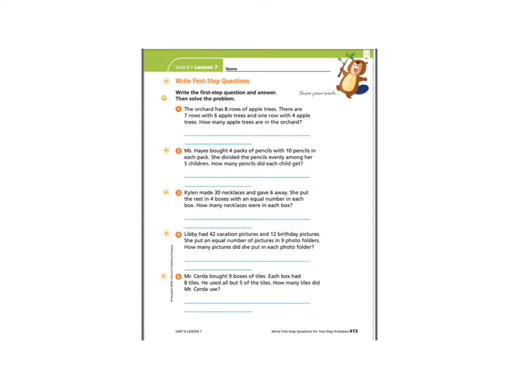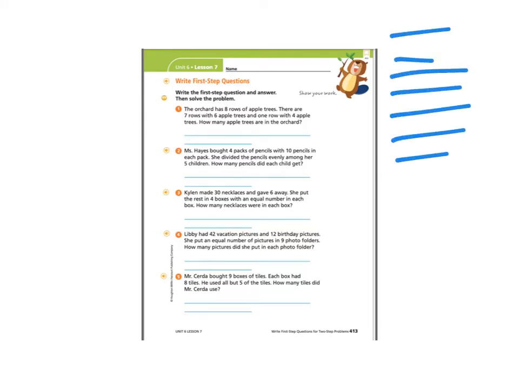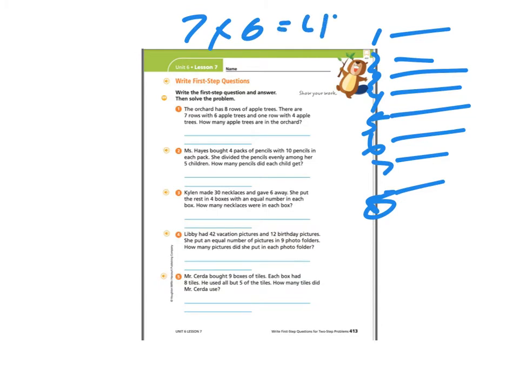So the orchard has 8 rows of apple trees, so that is already sounding like an array problem to me. So we're thinking multiplication. And if you didn't know where to start, drawing a picture is always a good option. So we'd have row 1, 2, 3, 4, 5, 6, 7, and row 8. There are 7 rows that have 6 apple trees. So 7 times 6 equals 42 trees.